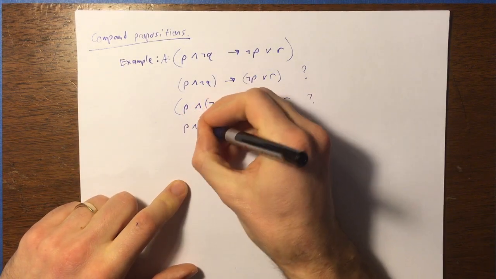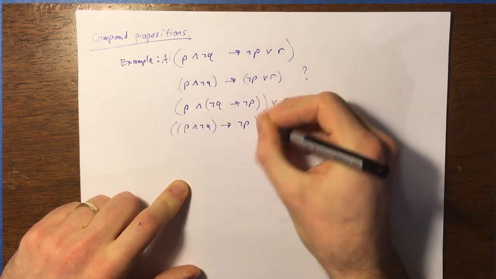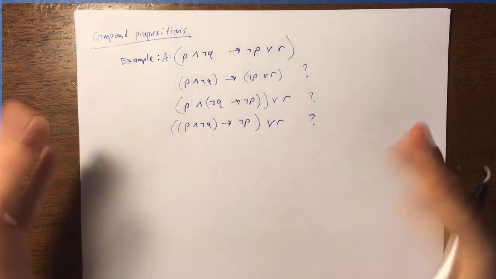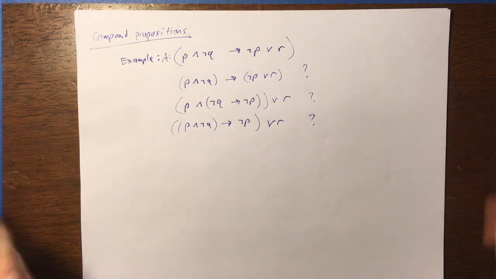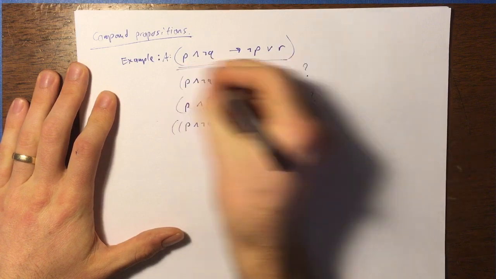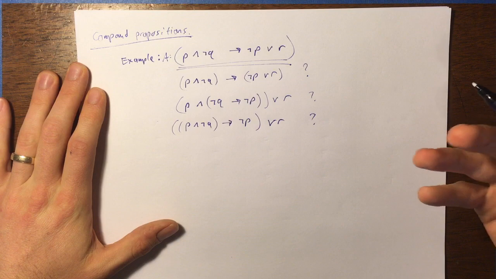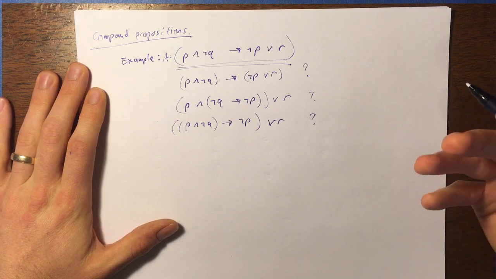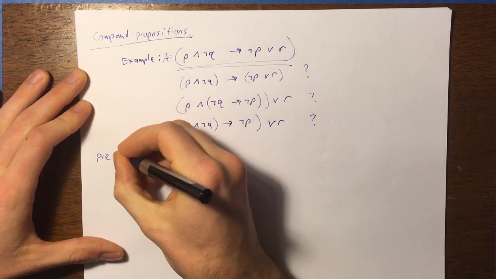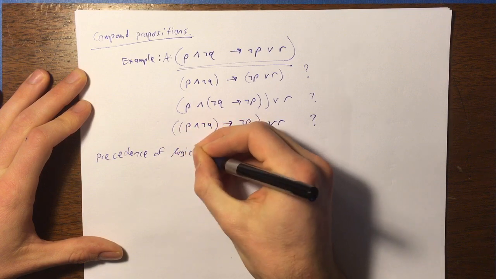We could say P and not Q, all of that implies not P, and then we take the truth value of that thing and say or R. All of these different ways of arranging parentheses are going to give us different meanings. So when I write P and not Q implies not P or R, we need to have some common understanding of where the parentheses are implied, like which operations take precedence over which other operations. That's called precedence, or precedence of logical operations.